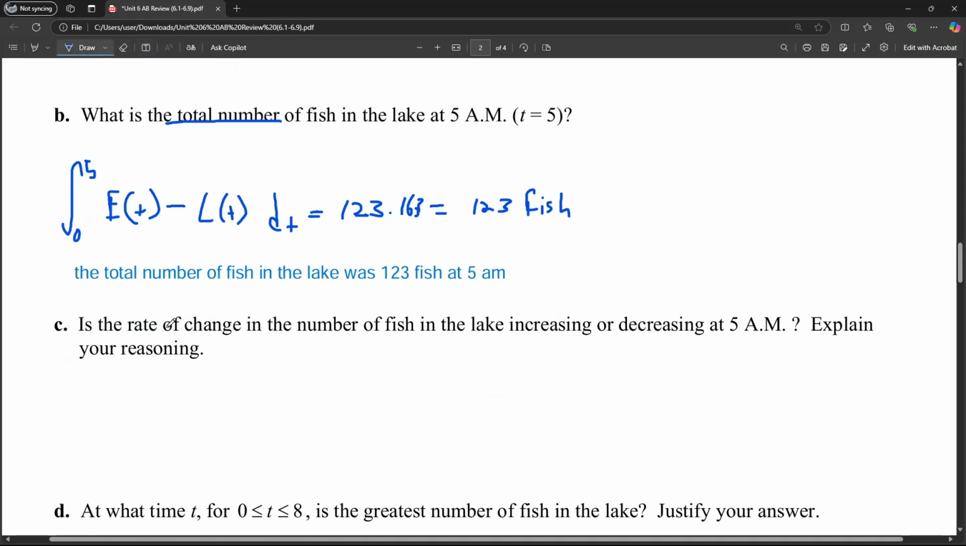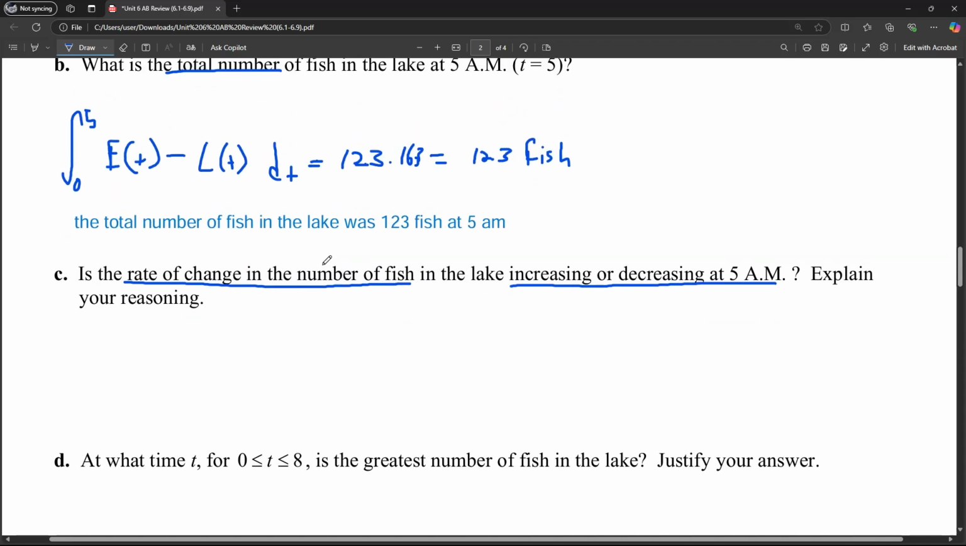This time, it's asking, is the rate of change in the number of fish, so this is really important, alright? You'll see later. Is the rate of change in the number of fish in the lake increasing or decreasing at 5 a.m.? Explain your reasoning. Okay, so when you're trying to do this, you might think it's just E of t and then L of t and then checking which one is bigger. I made that mistake today, but then I checked and I realized I did it wrong.